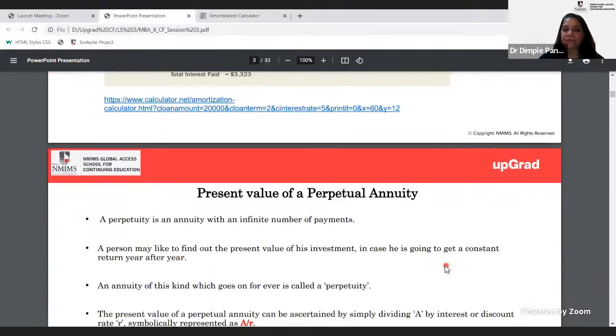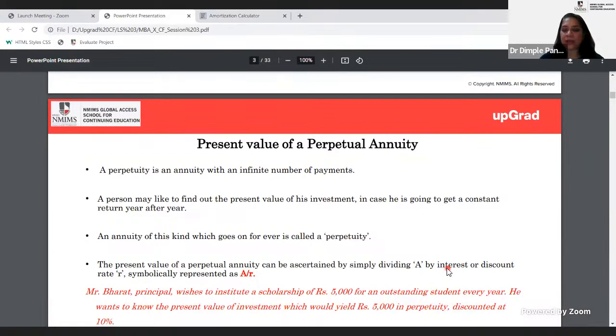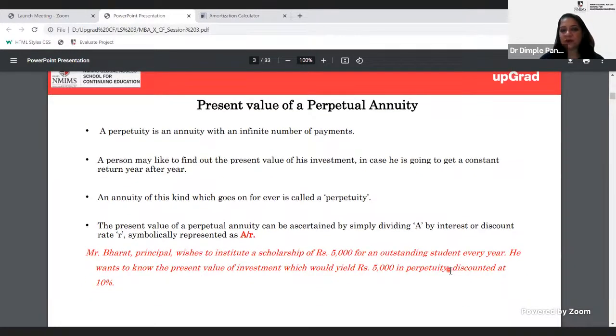right? Now, there's something called the present value of a perpetual annuity. This was also earlier material you have seen, but when I was correcting your IA2 paper, I found many of you had made a mistake here. How is this formula used? I'll give you an example, okay?